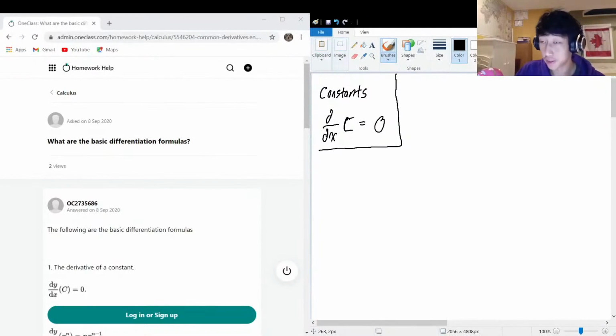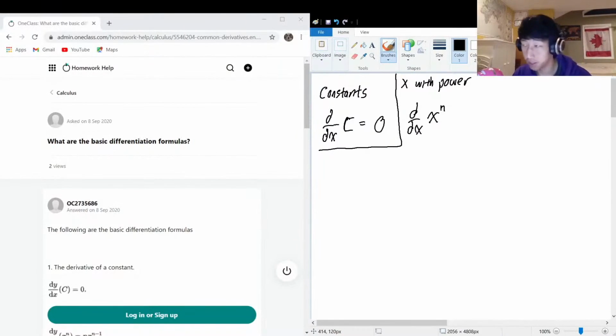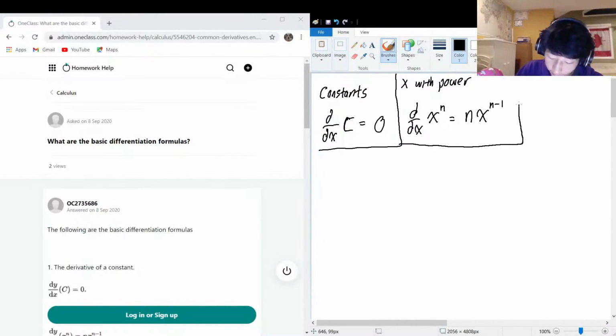For polynomials, or for powers of x, it's d over dx of, let's say, x to the power of n. n could be any number. If it's 0, well, it's just going to be a constant. So it's just going to be n multiplied by x to the power of n minus 1. It really is that simple.